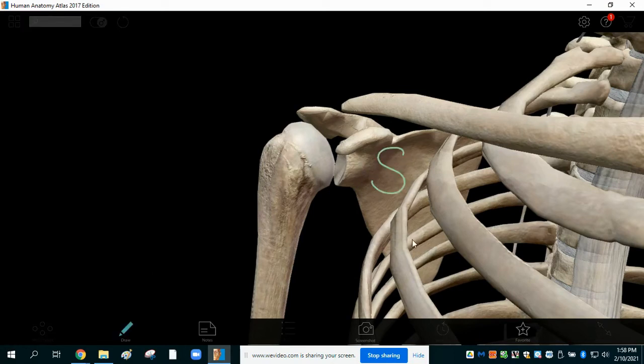Obviously, we see the scapula here and the clavicle here and the humerus here.